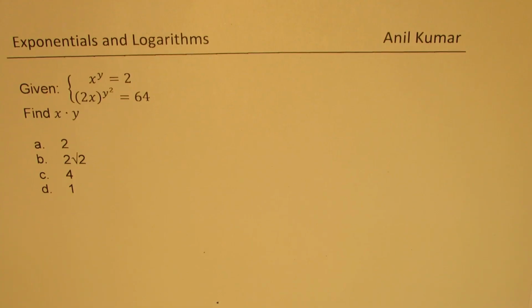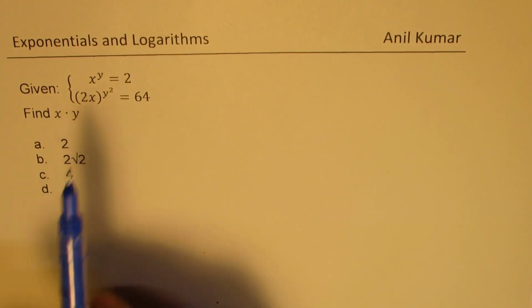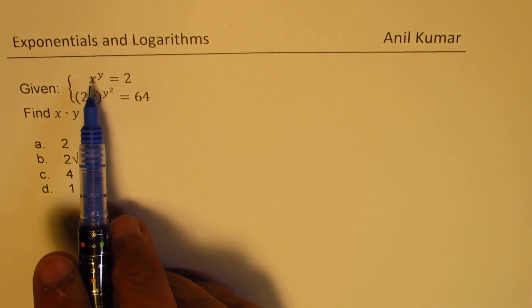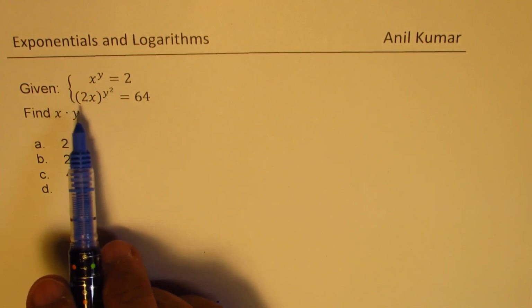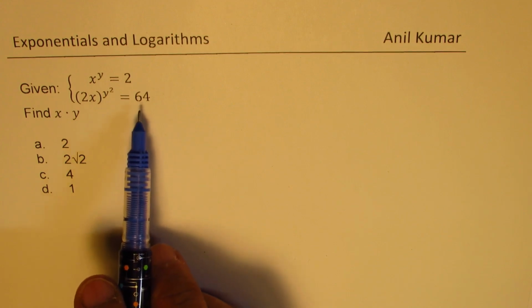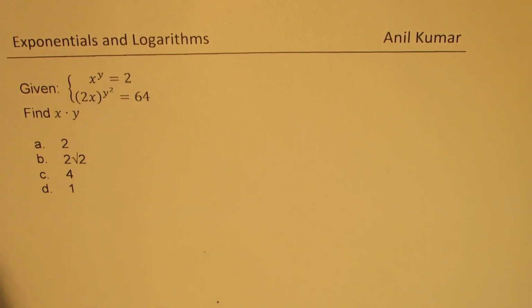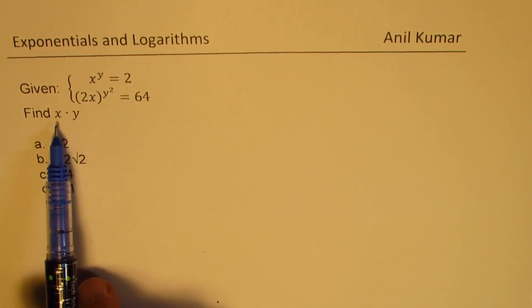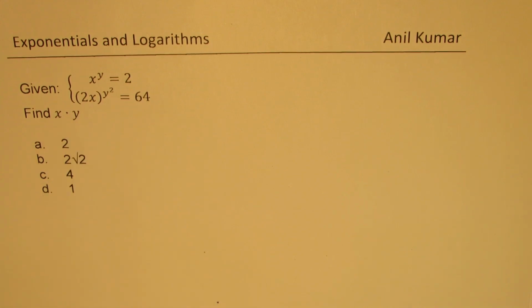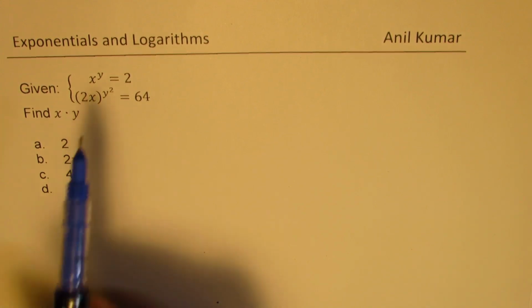Here we have a system of equations to solve. x to the power of y equals 2, and (2x) to the power of y squared equals 64. So these two exponential equations are given to us. We need to find the product of x and y, with four options. You can always pause the video, answer the question, and then look into my suggestions.